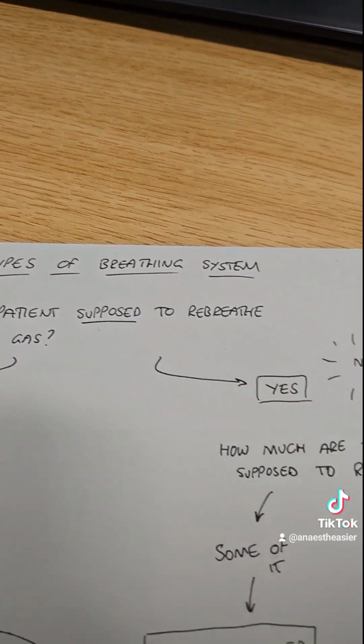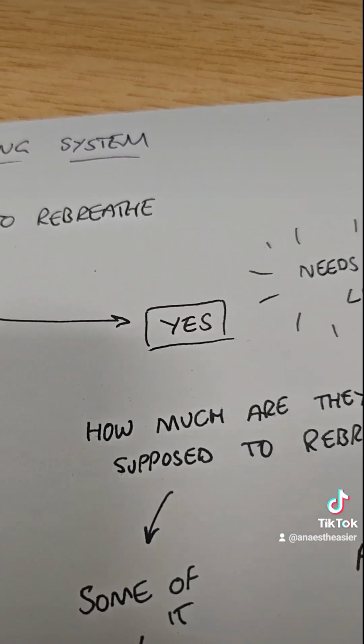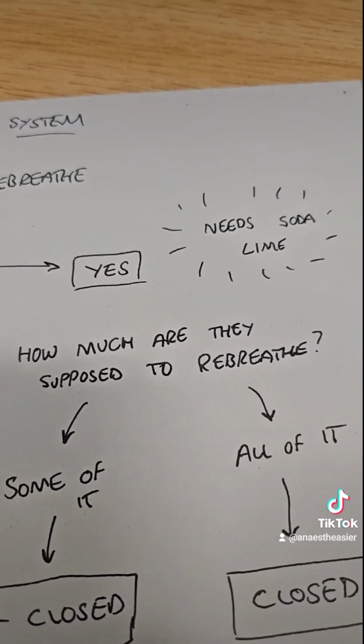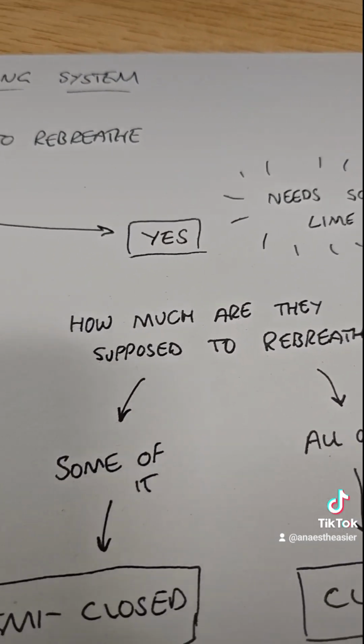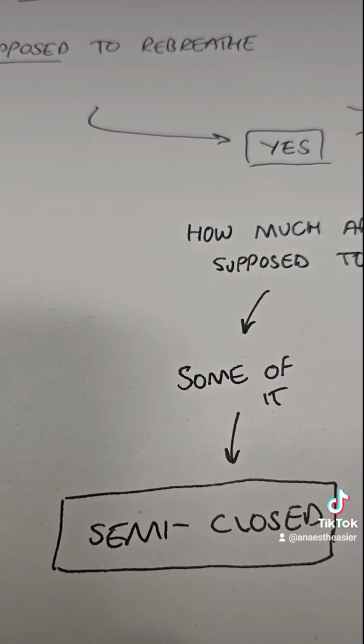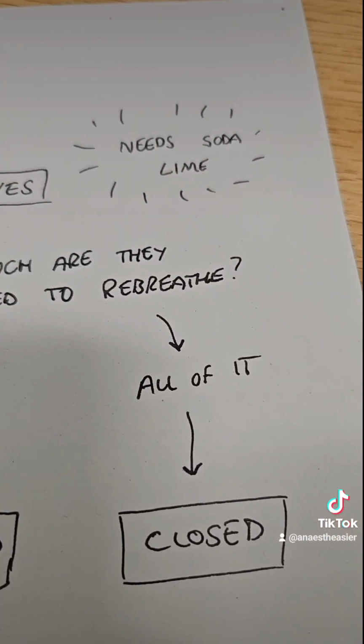If you're going up to a closed system and you want to know if it's semi-closed or closed, the question is: how much are they supposed to rebreathe? If it's some of it, it's a semi-closed system, and if it's all of it, it's a fully closed system.